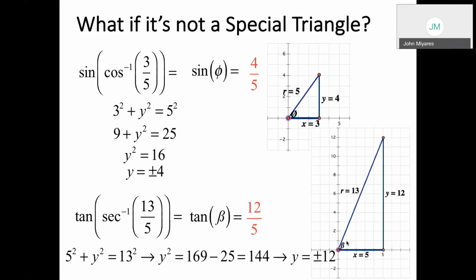And we were able to do that without using a calculator to figure out what angle beta was, because again, we really don't care what angle beta was. We're more interested in that relationship between the three side lengths.